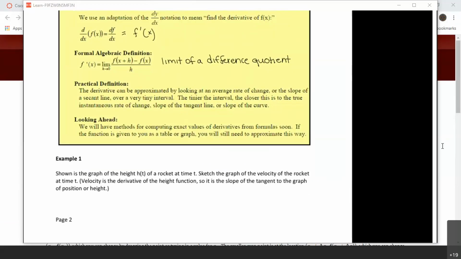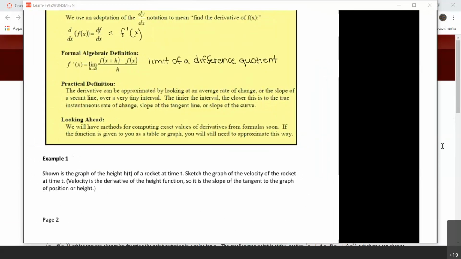All right, let's take a look at some examples then. And again, we're going to start with an application that's really common. It's throwing something or launching something up into the air. So this is going to be the height of a rocket.